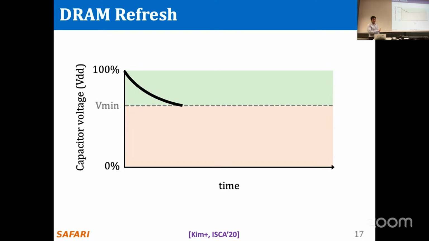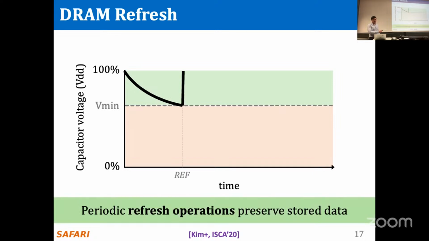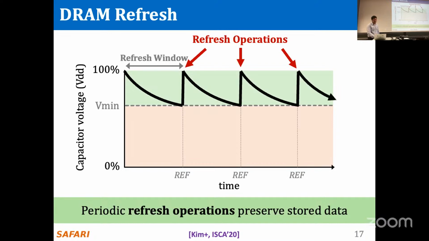In order to prevent such failures, we issue periodic refresh operations to restore the charge in the cell. And there is an interval between refresh commands, which we refer to as the refresh window, and it determines the duration between two subsequent refresh commands.